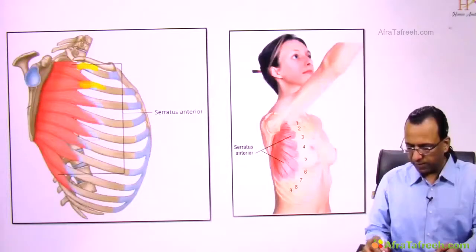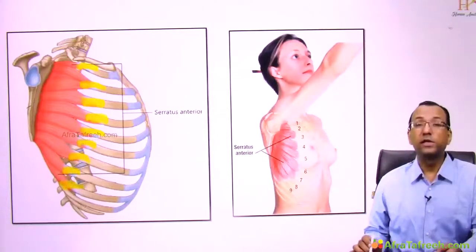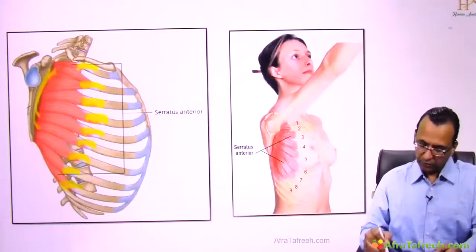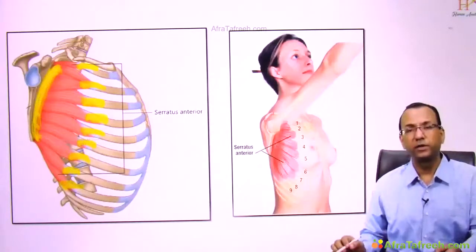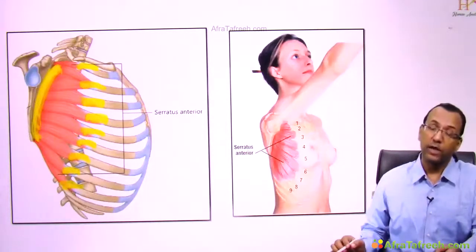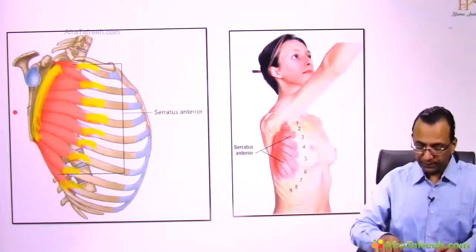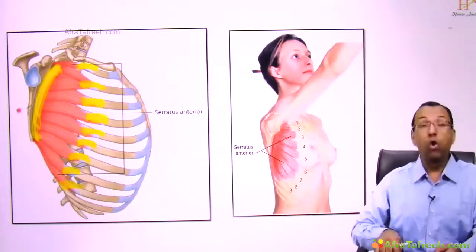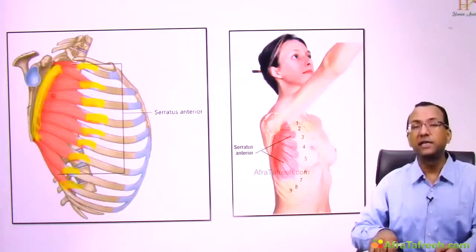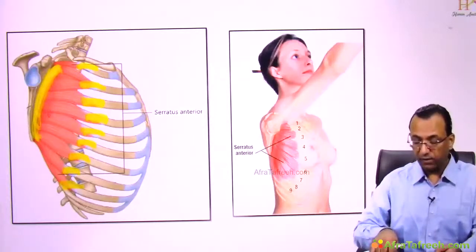See, serratus anterior muscle, taking origin from the upper 8 ribs, the anterior lateral surface, and inserting on the scapular bone posteriorly. Where? On the medial border of the scapula. So medial border of scapula, not the lateral border. No, not the lateral border, medial border. And also anterior surface, not the dorsal scapula. It is not the dorsal scapula. It is ventral scapula, anterior surface of scapula. Serratus anterior, ventral surface of scapula.